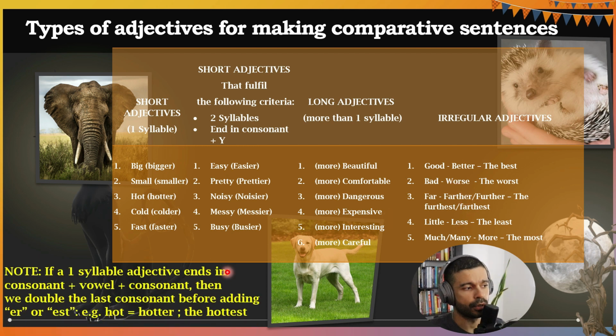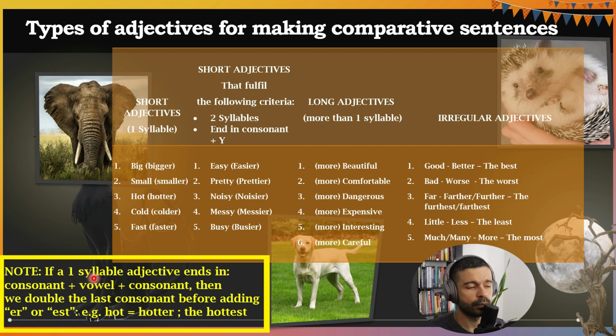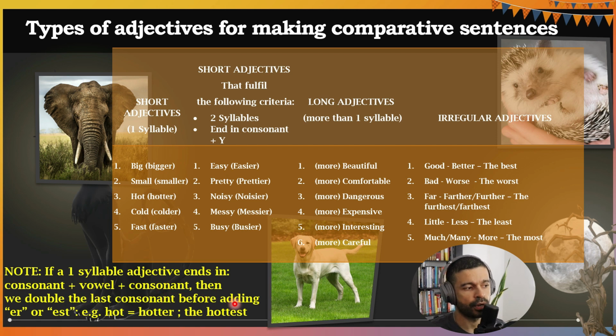And here is an important note. If a one-syllable adjective ends in this pattern, consonant, vowel, consonant, then we double the last consonant before adding ER or EST. An example of this is hot. Hot is a one-syllable adjective, and it ends in consonant, vowel, consonant. So before we add the ER, we need to double the last consonant. This is important not only for making comparisons, but also for creating superlative sentences.